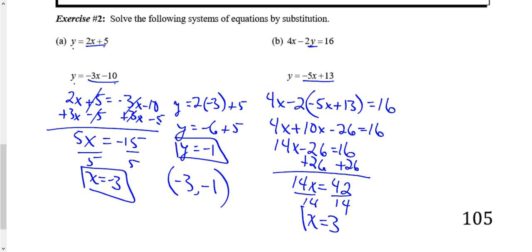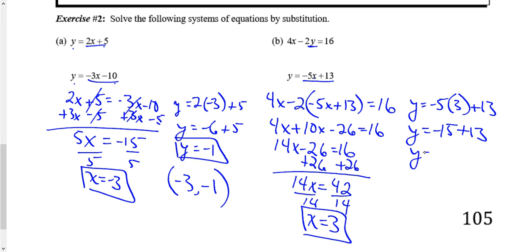So we're not done. We need to get y, don't we? Which one do we have to plug it into? Either. It doesn't matter. Which one looks really convenient? Let's put the x in here in the box because we got y equals, right? So y equals negative 5 times our 3, negative 15 plus 13, which is what? Negative 2. So 3 comma negative 2. And if we were to graph both of those, that's the point where they're going to intersect.